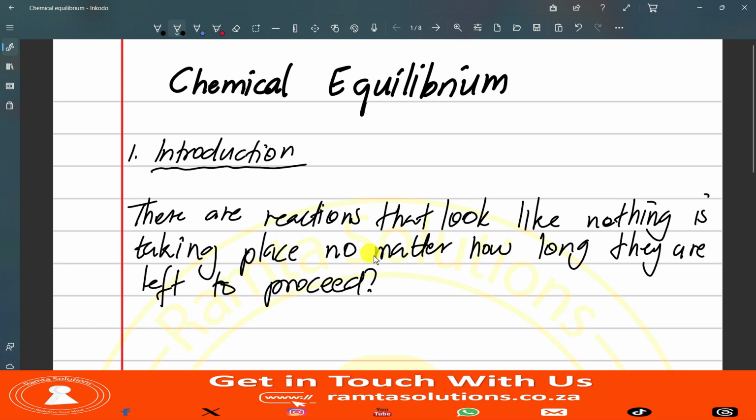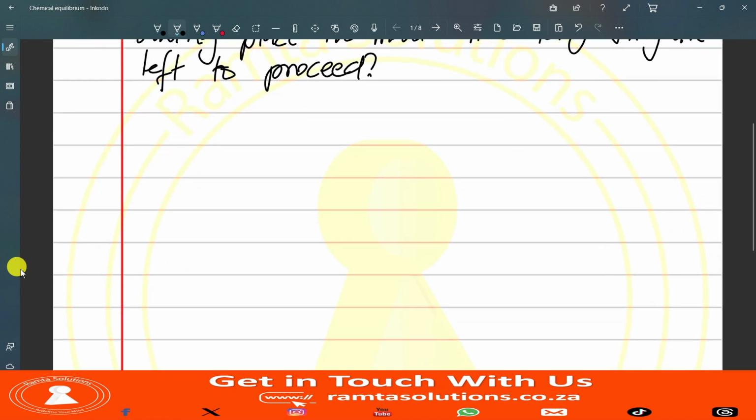So, for example, let's say you had a reaction, not to say that it has stopped or all the reactants have been used up, but rather there are still reactants. And in the solution, you have a bit of your reactants, you have a bit of your products, but the reaction is not changing. It's still on the same level. This is where we will be talking chemical equilibrium.